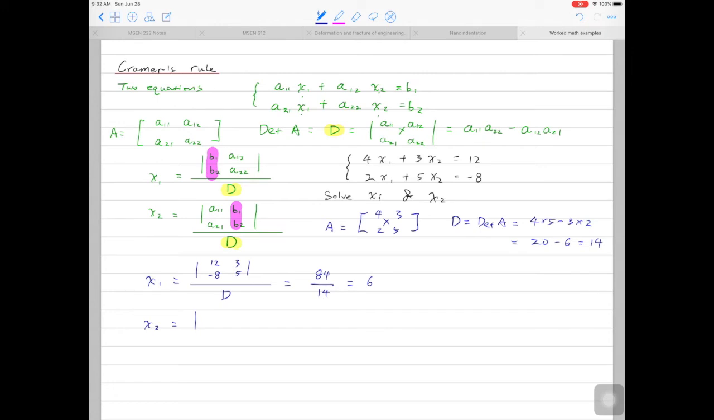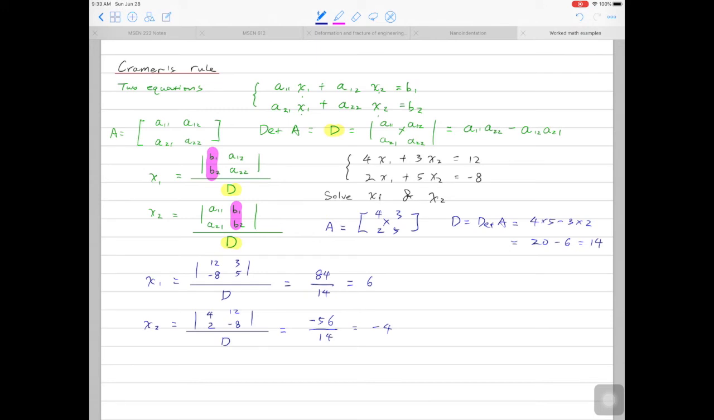For x2, apply the same technique. So a11 and a21, again, let's write that in a column. These are 4 and 2. Then b1, b2, that's 12 and minus 8, divided by D. Then the determinant of the numerator, I will skip the calculation, gives you minus 56 divided by 14. And x2 equals minus 4. That's how you obtain the solutions for x1 and x2.